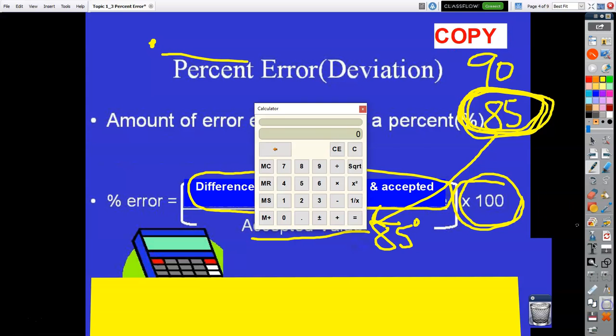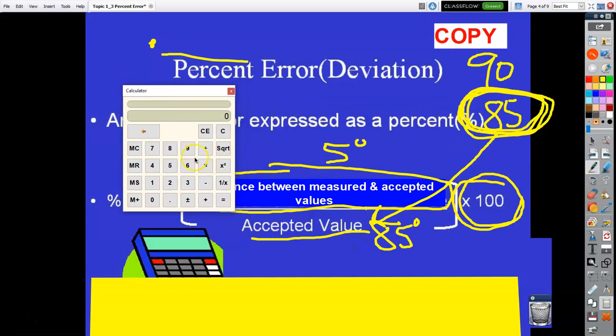So let me pull up my calculator here, you'll see what I mean. So I had a difference of 5 degrees, so I'm going to plug that in the calculator first, 5. I'm then going to divide that by the actual number that day. It got up to 85. And that gives me a decimal.